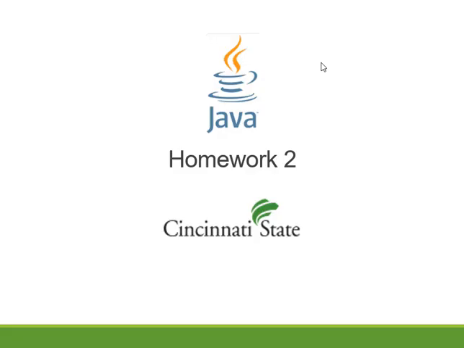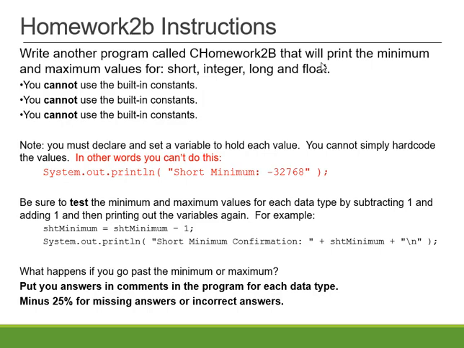Today we're going to talk about Homework 2 Part B. Your job is to write a program that will calculate the minimum and maximum values for data types of short, int, long, and float. Do not use built-in constants.